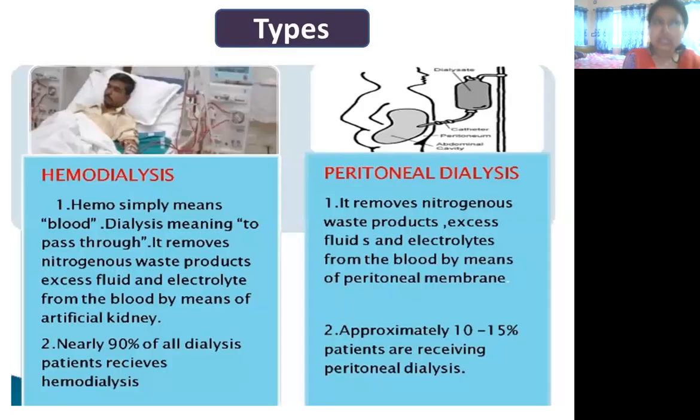One is hemodialysis and one is peritoneal dialysis. In case of hemodialysis, by seeing the name, we can understand. Hemo means simply blood. Generally, dialysis means to pass through. It removes the nitrogenous waste product, excess fluid and electrolytes from the blood by means of an artificial kidney. Whereas in peritoneal dialysis, it removes nitrogenous waste product, excess fluids or electrolytes from the blood by means of the peritoneal membrane.